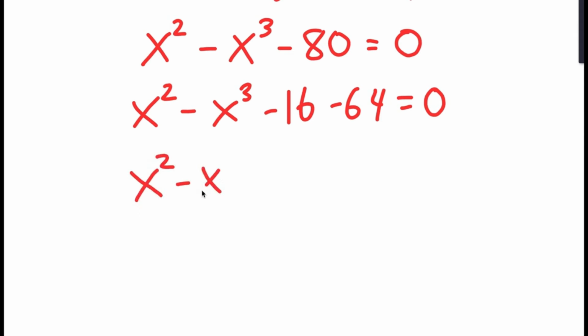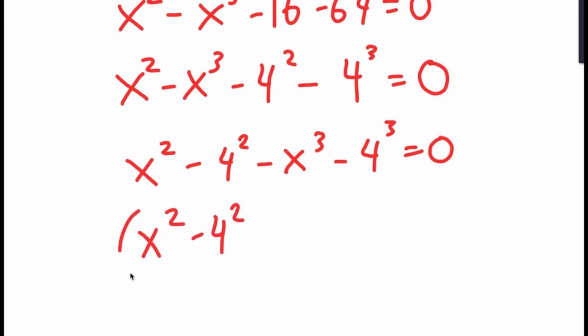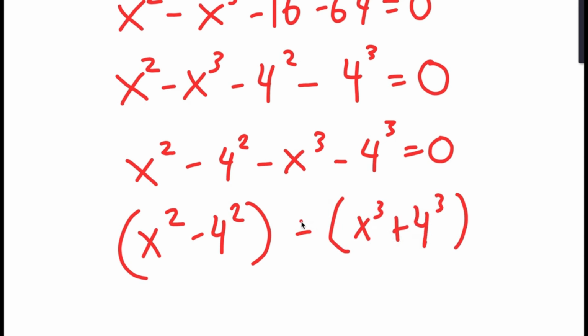Now, I'm going to first rewrite negative 16 as negative 4 squared, and negative 64 as negative 4 to the power of 3. And I'm going to group x squared with negative 4 squared, and x to the power of 3 with negative 4 to the power of 3. So now there's two properties that I'm going to use. And before that, I'm going to write this as x squared minus 4 squared, and I'm going to group this minus x to the power of 3 plus 4 to the power of 3. We put this plus because this negative sign distributes.